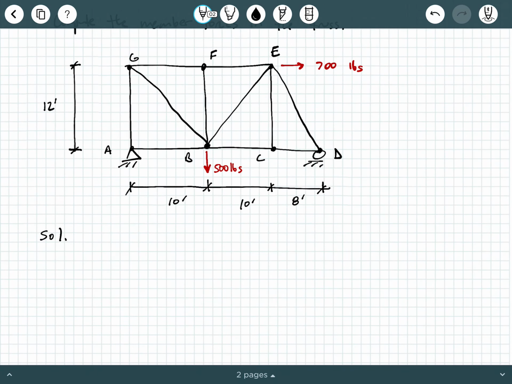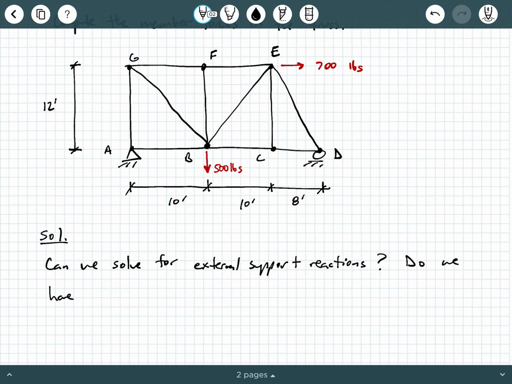So the first thing we need to look at is we need to ask ourselves, can we solve for external support reactions, and do we have to? All right, so remember, when you're doing method of joints, you always start at a joint where you have at least one known force, but at most two unknown forces.